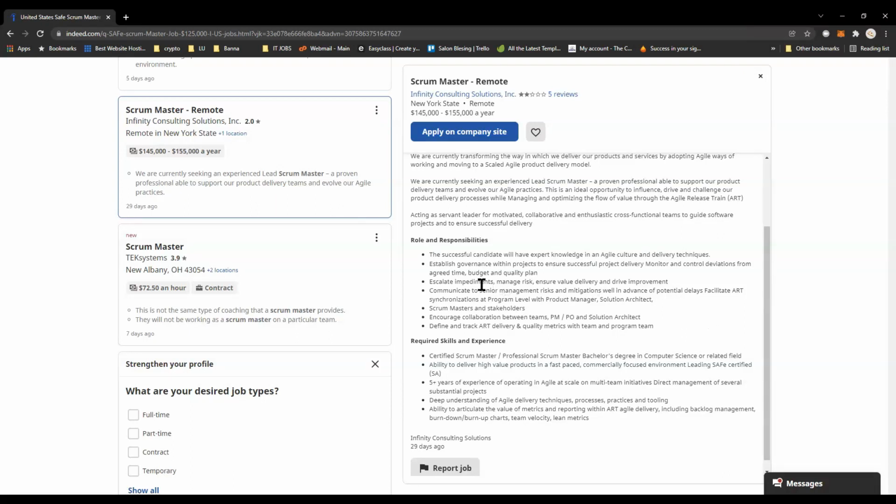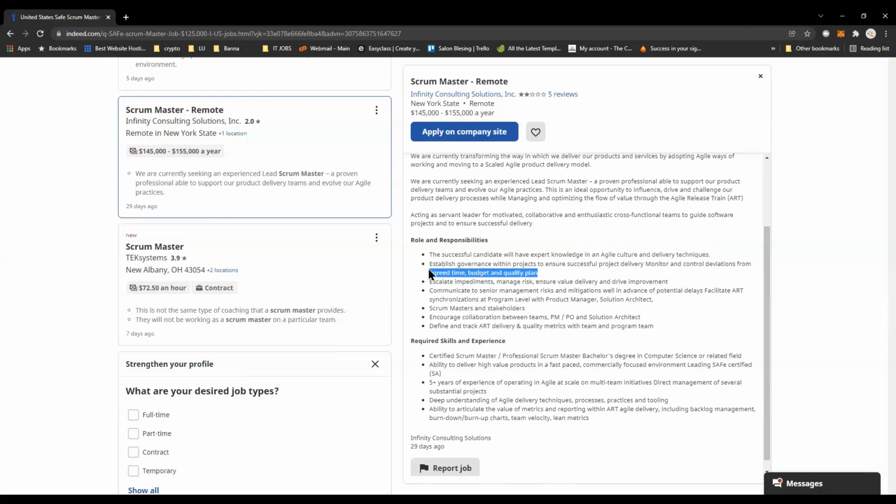We lost you. Let me take it over from here now. So those are role and responsibility. The successful candidate will have expert knowledge in an agile culture and delivery technique. Those are key words: agile culture and delivery technique. Now, establish governance within project to ensure successful project delivery, monitor and control deviation from agreed time, budget, and quality plan.